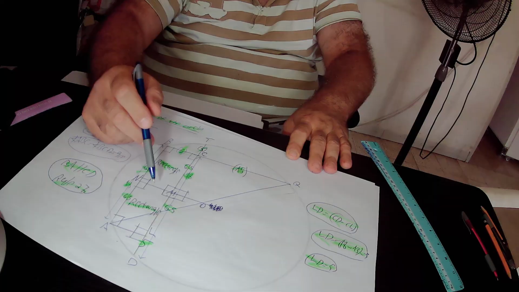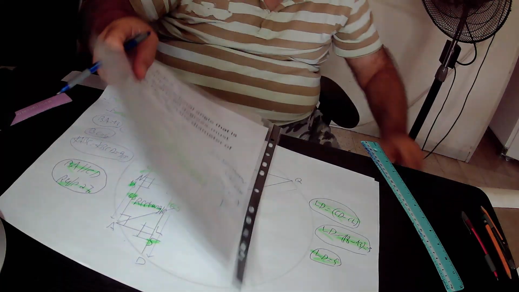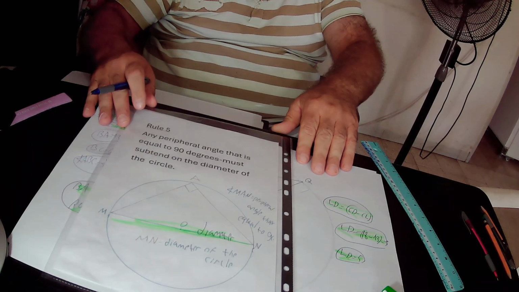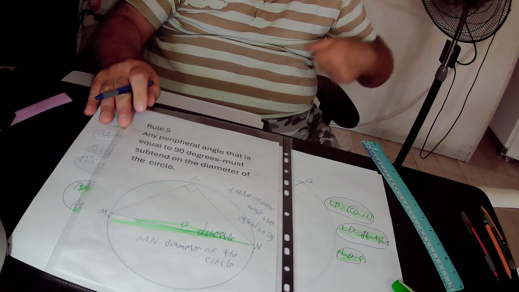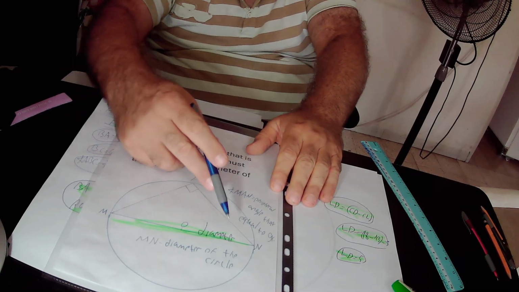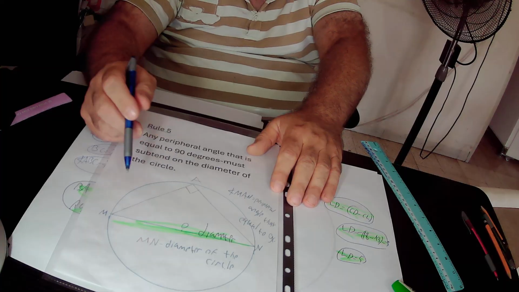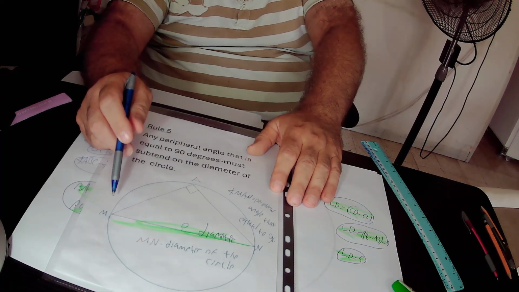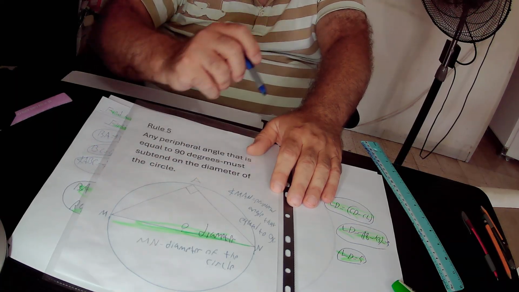So here we can implement rule 5. Let me repeat rule 5 quickly. According to rule 5, any triangle that is equal to 90 degrees in its size must subset on the diameter of the circle. So in the drawing we have a circle. This is triangle MAN that is equal to 90 degrees in size, and therefore triangle MAN must subset on the diameter of the circle. And indeed triangle MAN subsets on chord MN, that is the diameter of the circle.